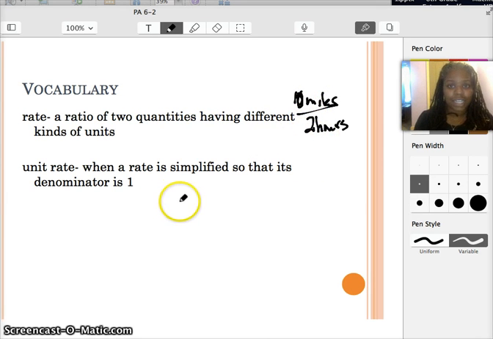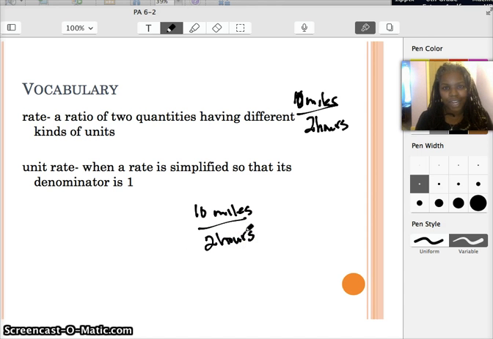When it comes down to the concept of unit rate, a unit rate is when the rate is simplified such that the denominator is 1. Here's what I want you to realize. If I can take my 10 miles per 2 hours and change it to miles per hour, I've now created a unit rate because that denominator is 1. Unit rates are really helpful for later calculations.